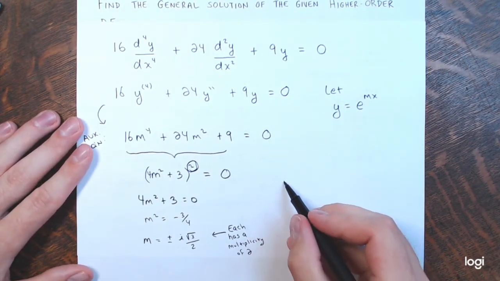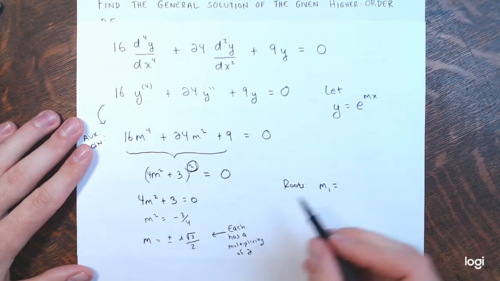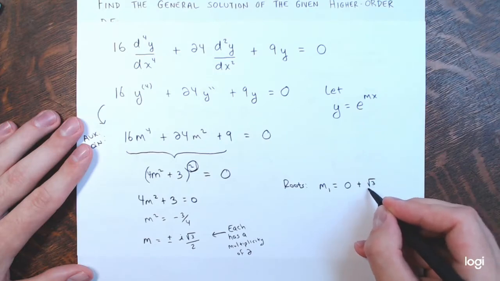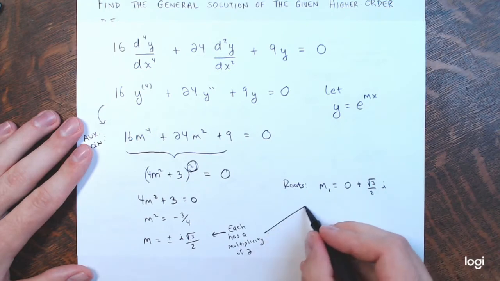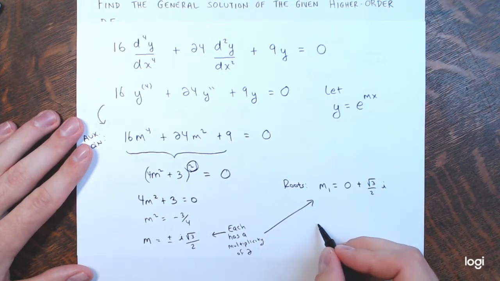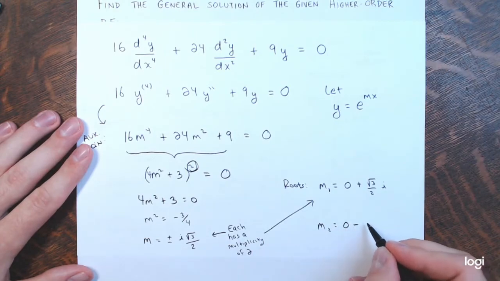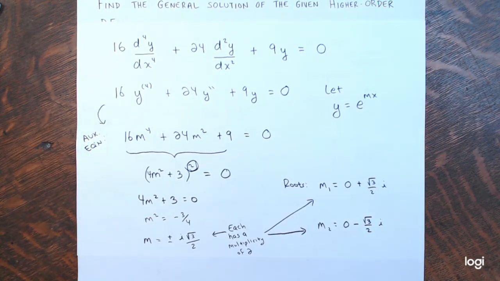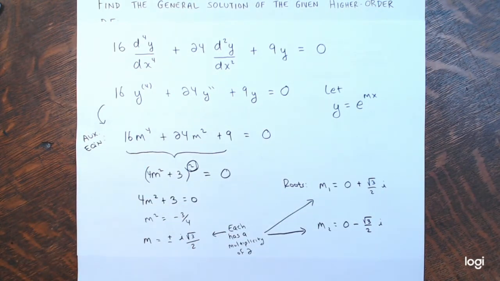Alright, so my roots. m1 is 0 plus square root of 3 divided by 2 times i, with multiplicity of 2. And m2, the other root, is 0 minus square root of 3 divided by 2 times i, again with a multiplicity of 2. Each of these roots has a multiplicity of 2, and you see that they are complex conjugate roots.